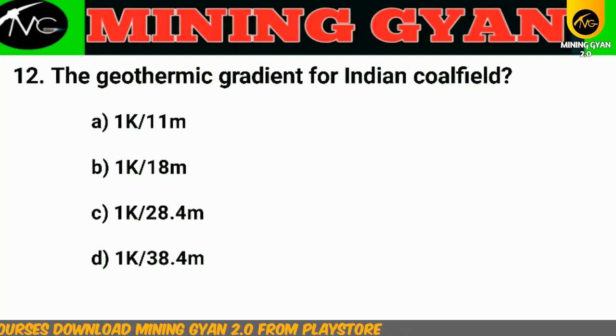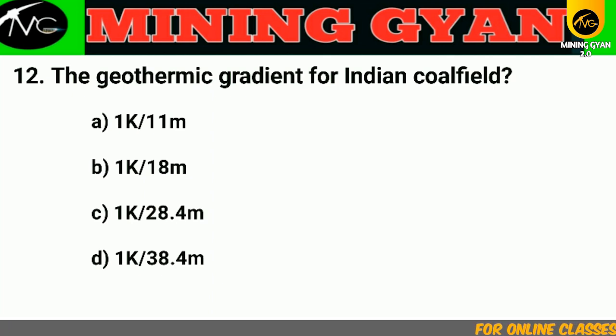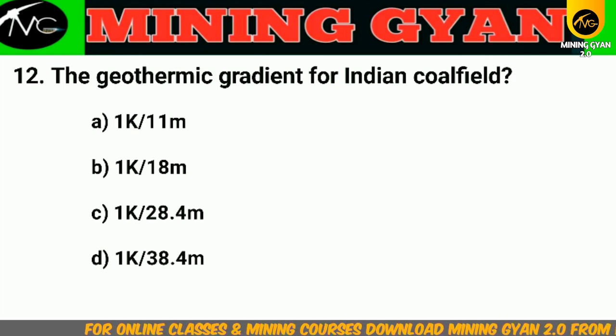Next question is, the geothermic gradient for Indian coalfield: A. 1 Kelvin per 11 meter, B. 1 Kelvin per 18 meter, C. 1 Kelvin per 28.4 meter, D. 1 Kelvin per 38.4 meter.